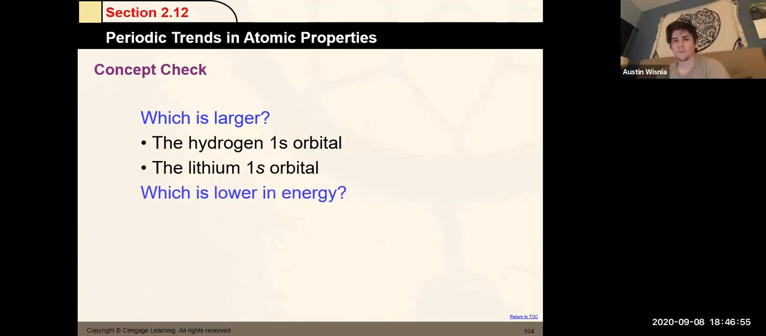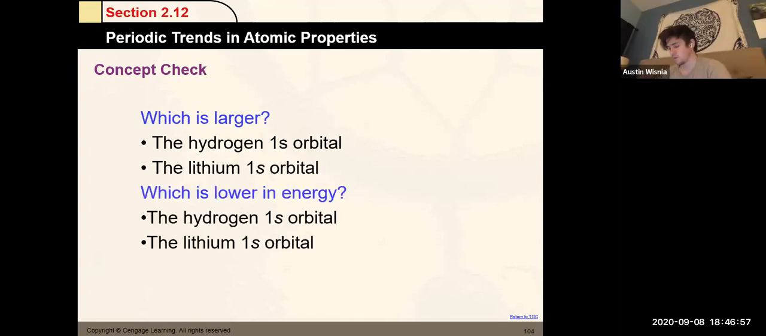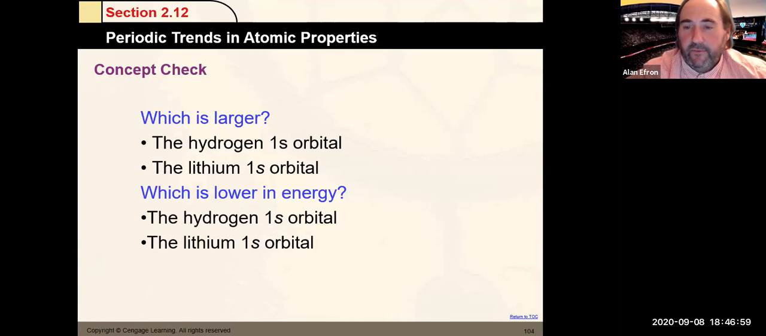All right, so why don't you take a second and think about these two things. Which is larger? Is it the hydrogen 1s orbital or the lithium 1s orbital? And which is lower in energy? Is it the hydrogen or the lithium?